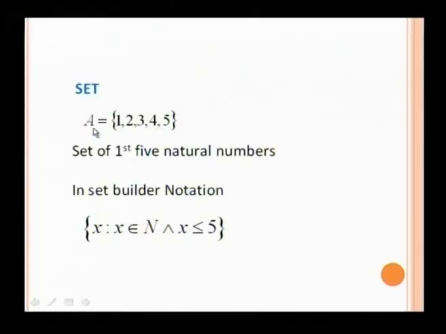You can see the example of natural numbers on the screen. For a set, if we consider capital A is equal to 1, 2, 3, 4, 5, which is the set of the first 5 natural numbers. This set can be written in set builder notation as well. So here in set builder notation, the set of the first 5 natural numbers can be written as x, such that x belongs to natural numbers and x is less than or equal to 5.